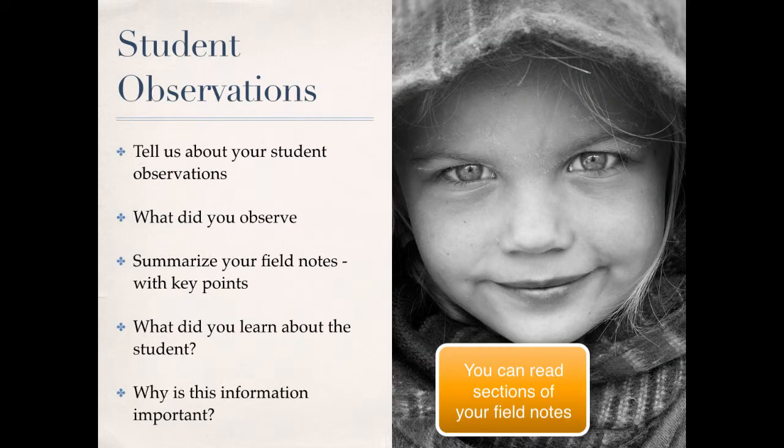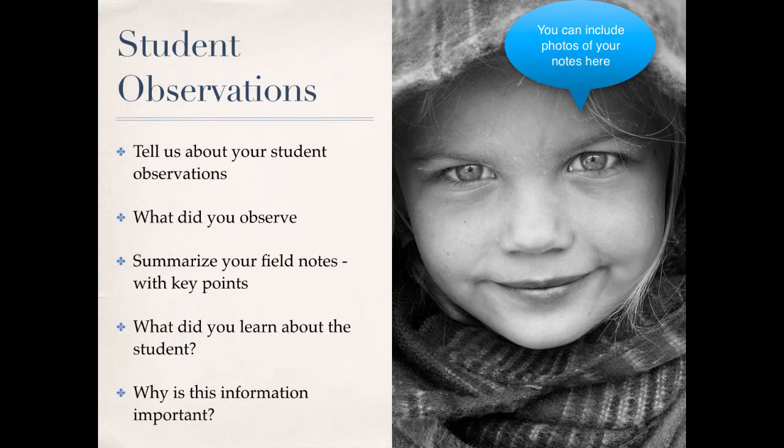As you've read in the document and seen in the other explanation videos, you will be conducting some observations of your student. So here's where you'll summarize your student observation notes. You'll tell us about the observations you did, what you observed. You're going to give us the key points of your field notes. What did you learn about the student, and why is this information important for you to know as a teacher?